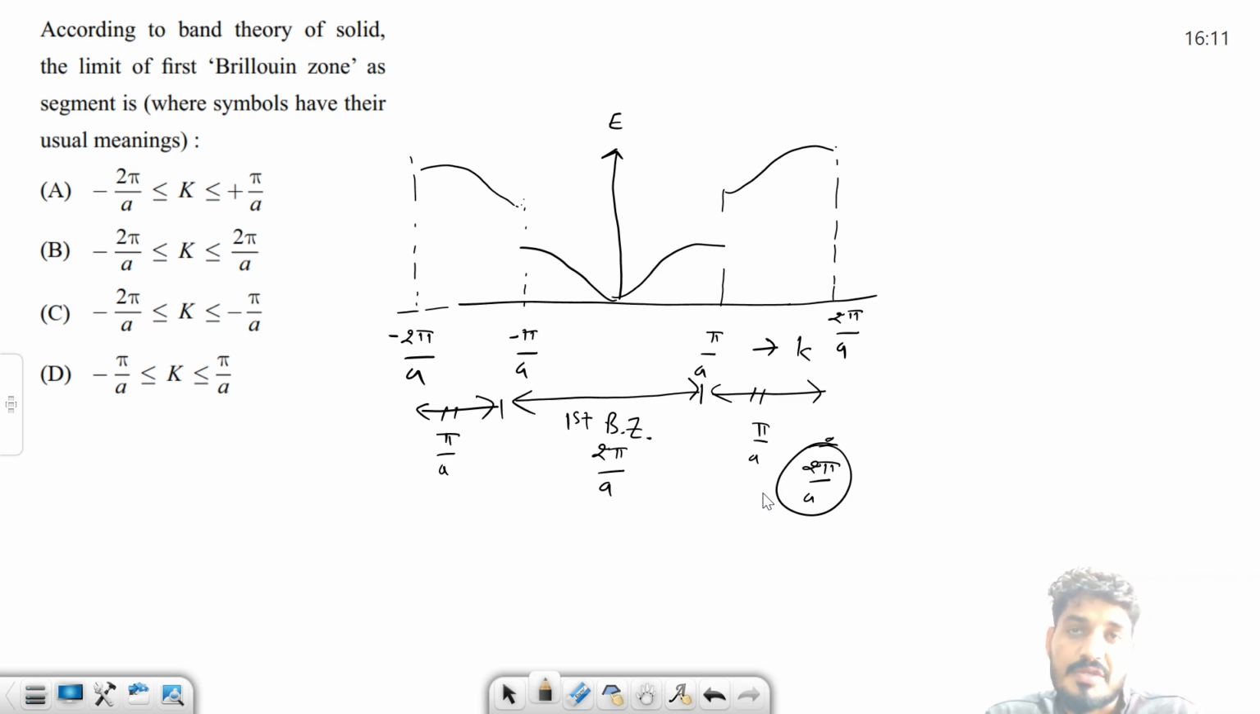So this is 1D case. In 2D it will be area, in 3D it will be volume. So length, area and volume of first Brillouin zone is equal to second Brillouin zone is equal to third Brillouin zone. Just remember this also. Fine. Okay. Let's see the next question.